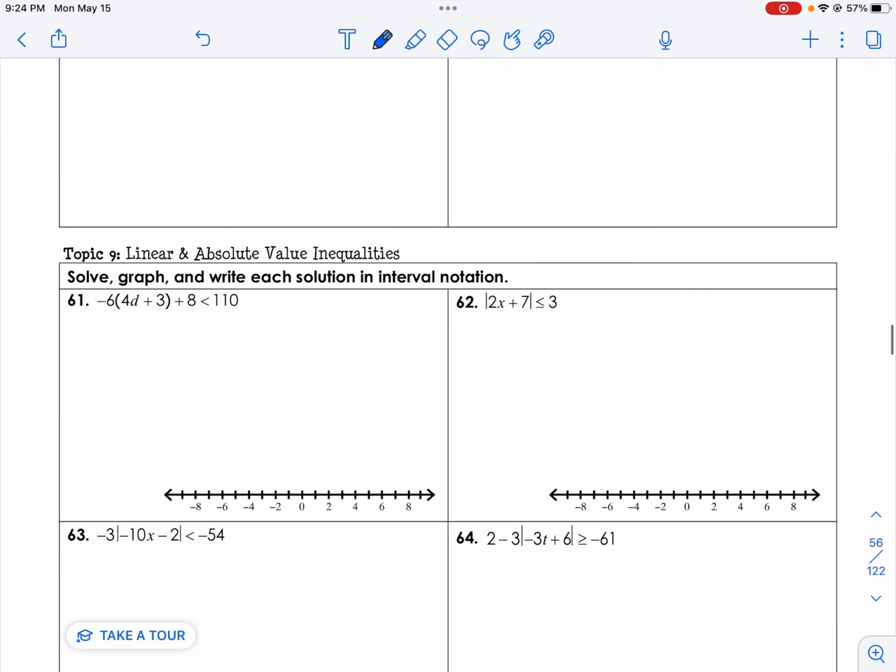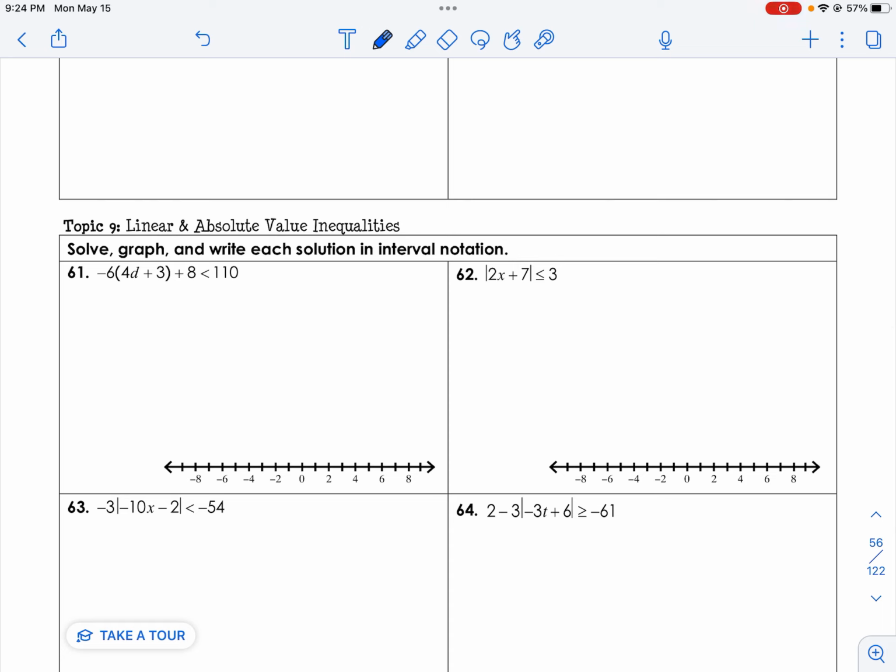The last problem in this section is an absolute value inequality. So I have to take 2x plus 7 less than or equal to 3, and 2x plus 7 with an inequality. I not only set the equation equal to its negative, but I change the direction of the inequality and then solve. So 2x is less than or equal to negative 4. I'm dividing by a positive, so I do not have to change the sign of the inequality. So I want x is less than or equal to negative 2.